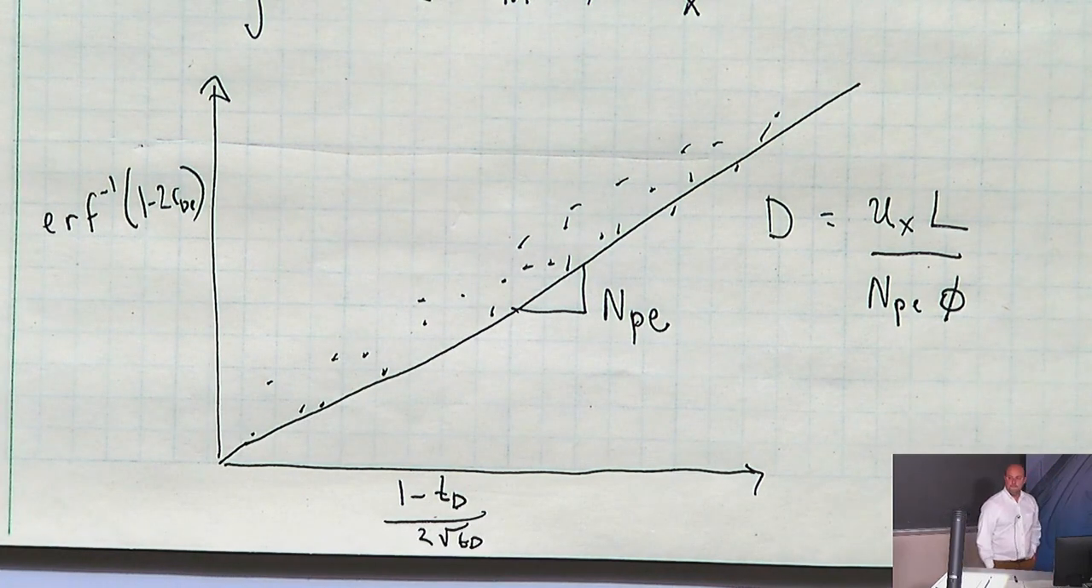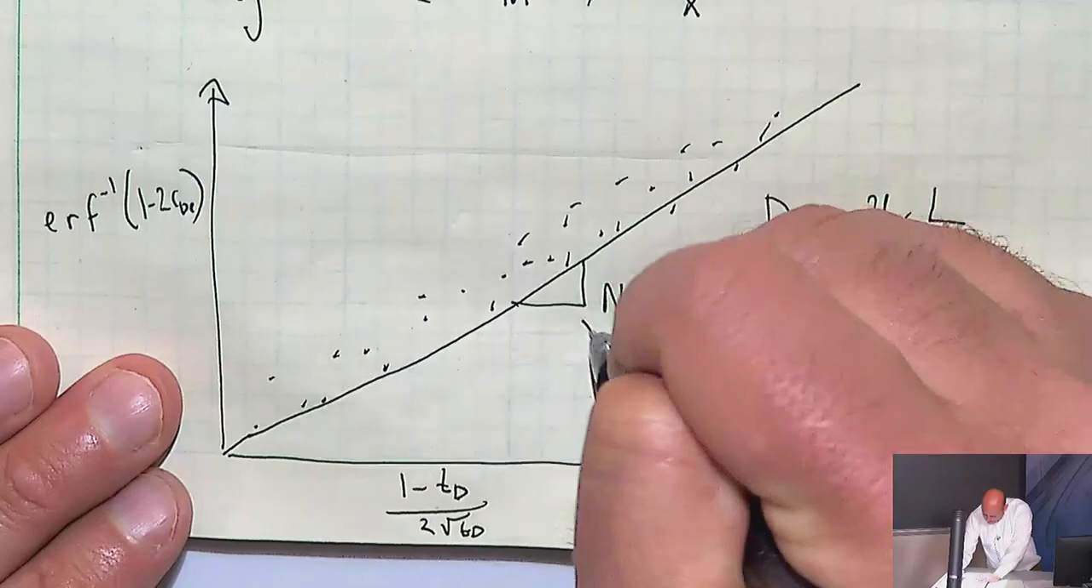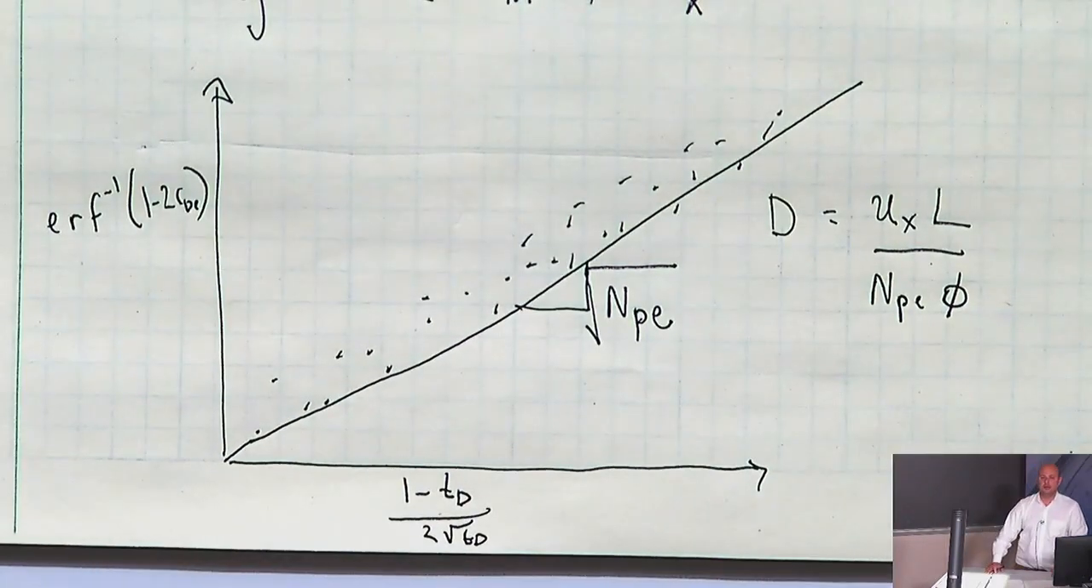I had a question real quick. Is the slope supposed to be the square root of NP? Yeah, sorry. You're right. So it's the square root of the Peclet number. Very good.